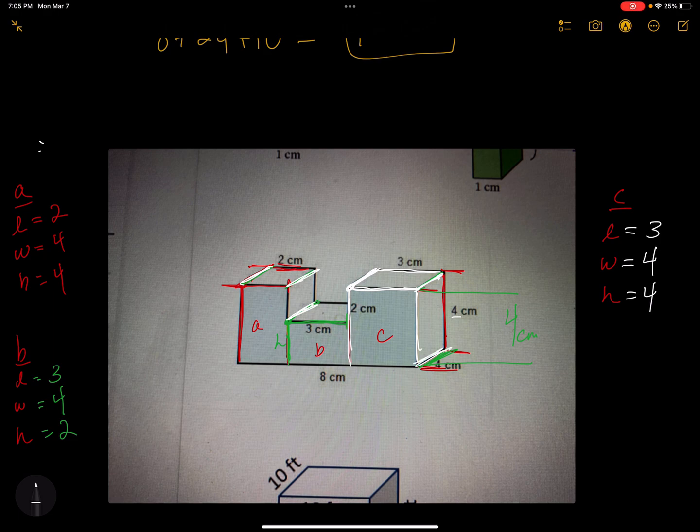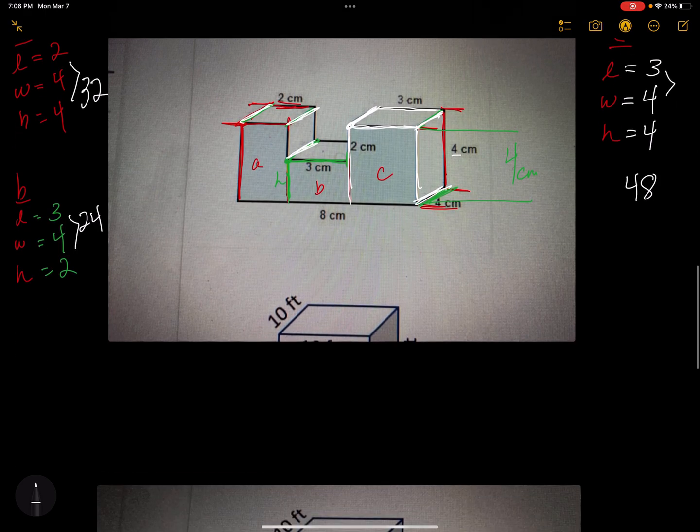Let's do our calculations. We'll do A first. 2 times 4 is 8. 8 times 4 is 32. Okay. B, 3 times 4 is 12, times 2 is 24. And then for C, 3 times 4 is 12. 12 times 4 is 48.